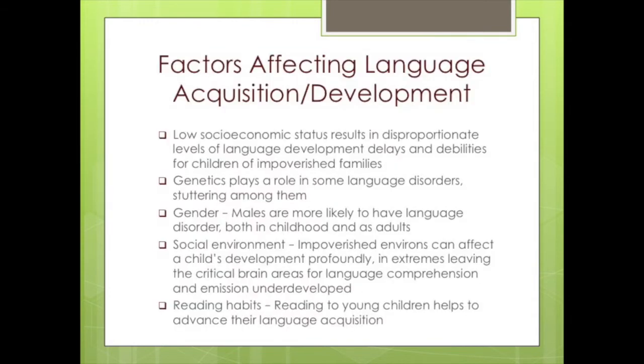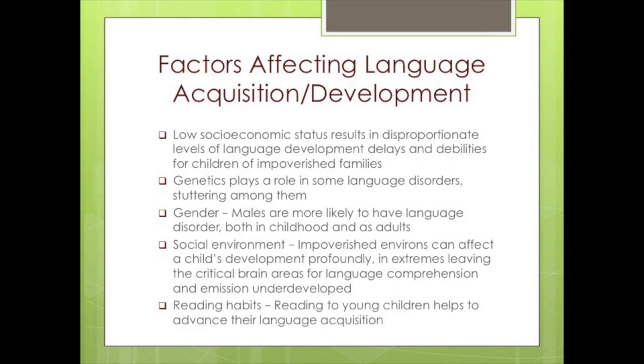Looking into things that may affect children's ability to acquire and develop normal speech and language reveals the following factors. Socioeconomic status. Low socioeconomic status results in disproportionate levels of language development delays and debilities for children of impoverished families. Genetics plays a role in some language disorders, stuttering among them. Gender. Males are more likely to have a language disorder both in childhood and as adults.